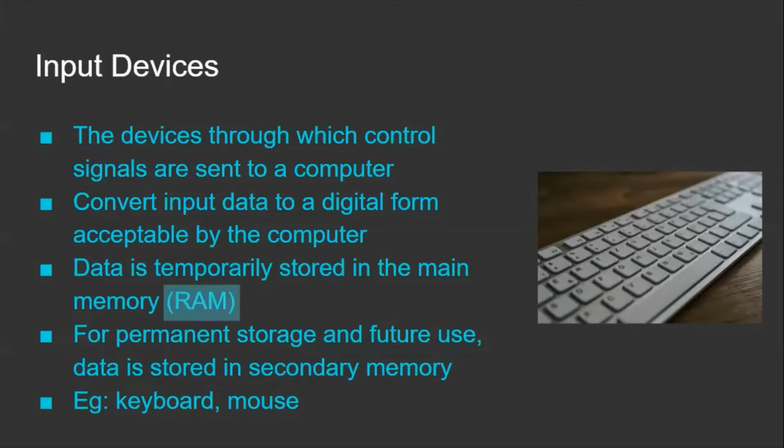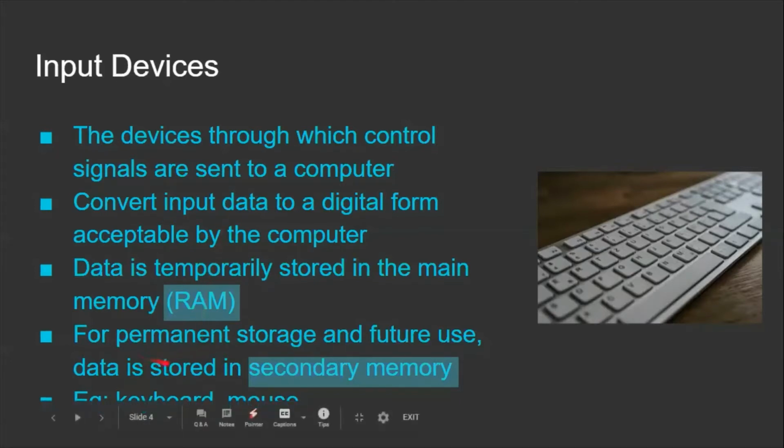And for permanent storage and future usage, it is stored in the secondary memory. So we'll discuss memory shortly. We're just giving you a brief idea of what input devices actually do for us and where it's all stored. So like you all could guess, input device examples are keyboard, mouse, touchscreen, etc.